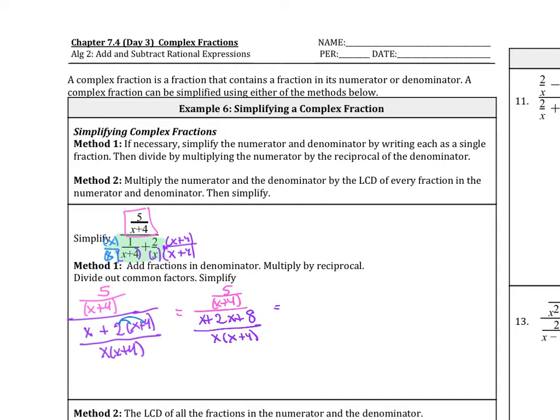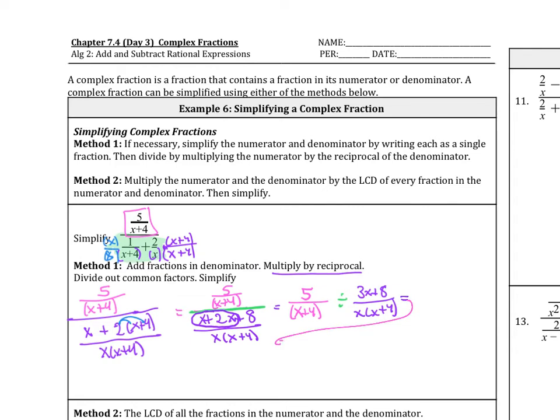Now we're going to multiply by the reciprocal. Let's rewrite this: we have 5 over x plus 4, and this division bar means we're dividing by whatever is in the bottom. Let's combine like terms first. x plus 2x is 3x on top, so 3x plus 8 all over x times x plus 4. I hope you see that here. We distributed and got x plus 2x plus 8, and then x plus 2x is 3x plus 8. Now when we're dividing by a fraction, remember that we multiply by the reciprocal.